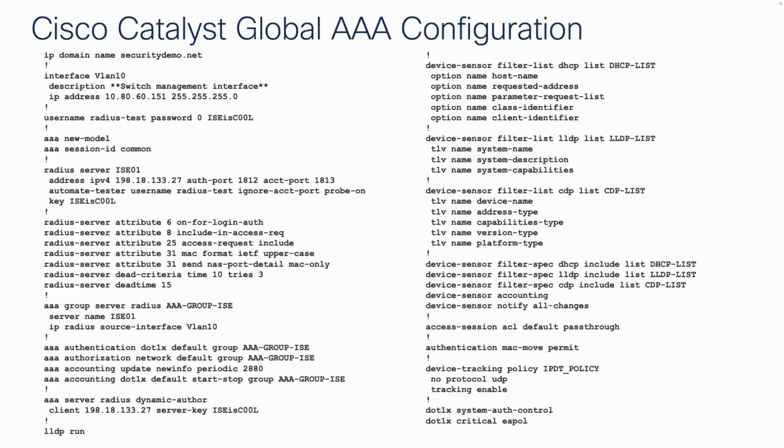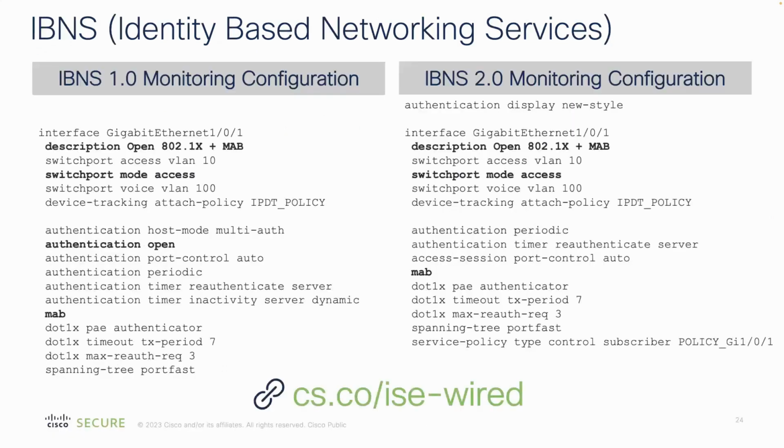Just to give you a sense, this is the global AAA configuration from that doc. And that's basically what I've used to configure my Catalyst 9300 when I'm doing some of these demos, and what I'll be doing a little bit later today. And that's for the global config to define my ISE RADIUS server. And then for the switch port itself, I'm just using IBNS 1.0, keeping it really, really simple. But this is the stock policy.